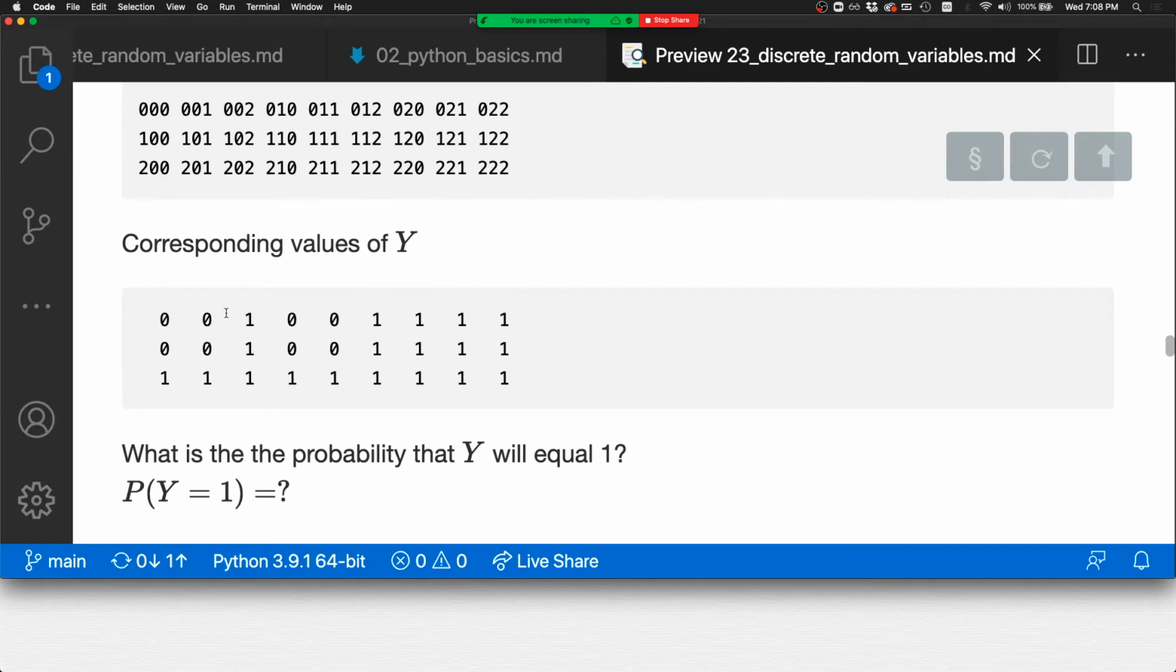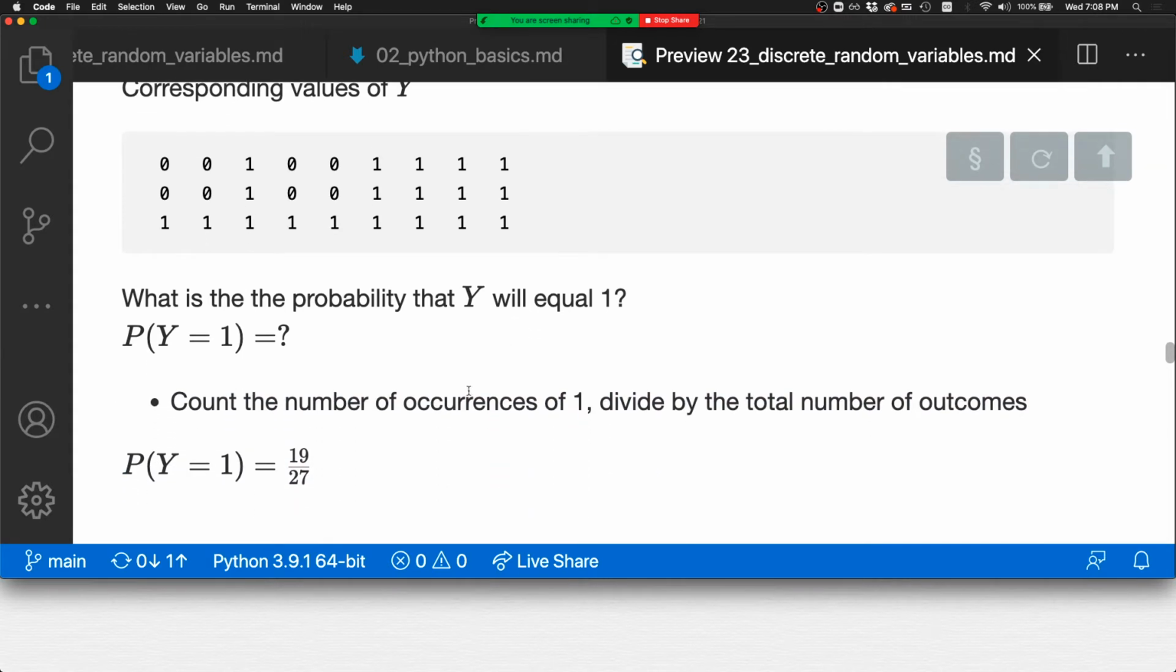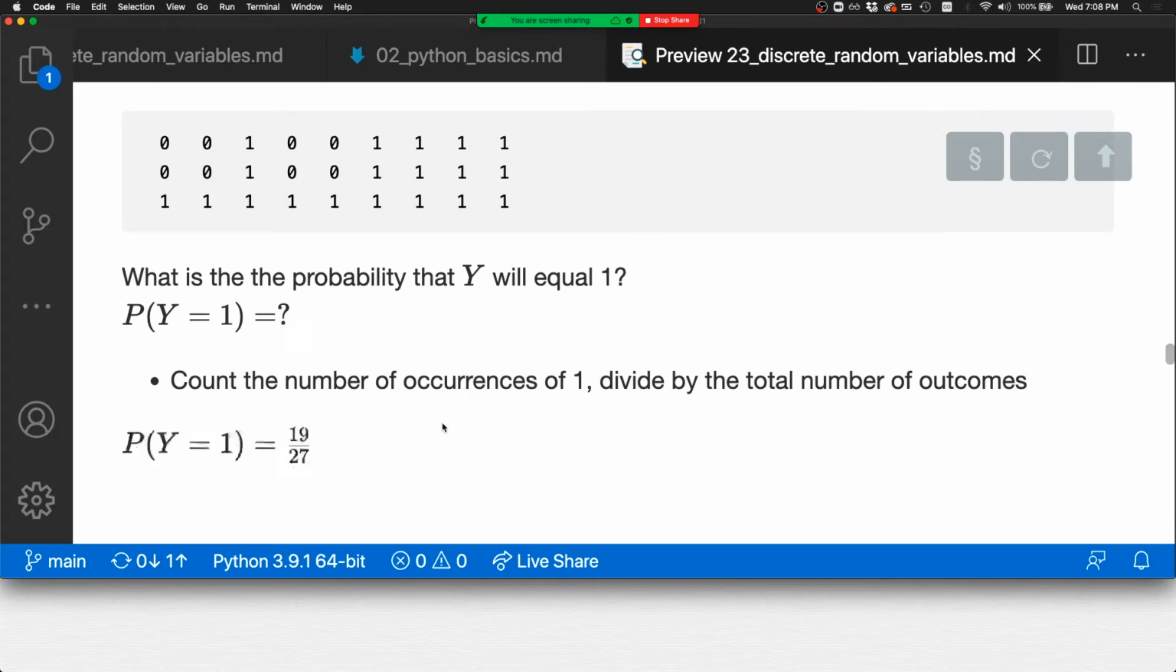Y equals 1, let's see, 1, 2, 3, 4, 5, 6, 7, 8, 9, 10, 11, 12, 13, 14, 15, 16, 17, 18, 19 out of 27 times. And so we can just count that number of occurrences. Again, it's the cardinality of the subset A, or the cardinality of Y equals 1, over the magnitude of that sample space.